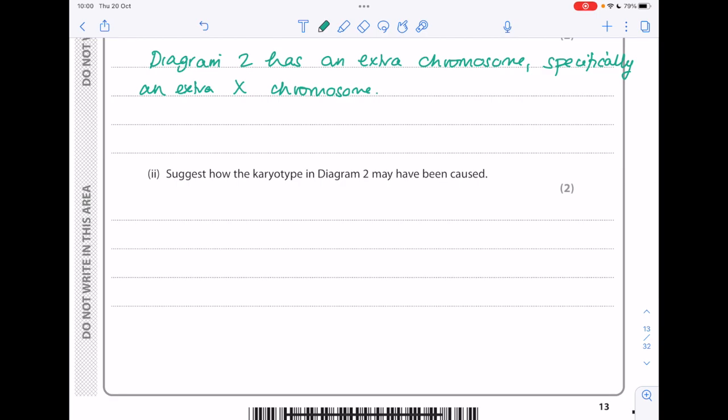Suggest how the karyotype in diagram 2 may have been caused. Let's think about how we could get that extra chromosome. Well, remember in meiosis, the chromosomes have to separate. So potentially if the chromosomes didn't separate properly during meiosis, you would find that you'd gain that extra chromosome.